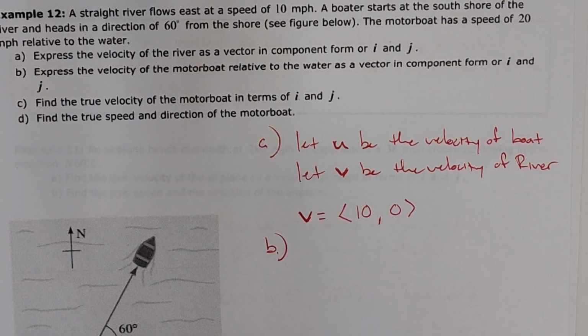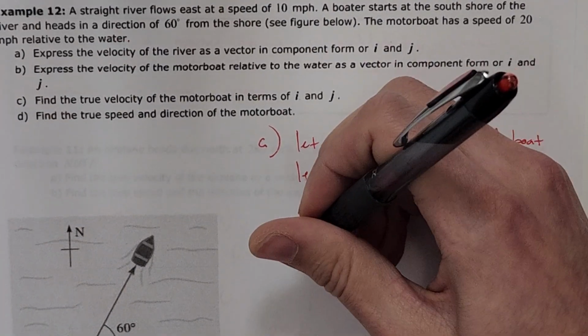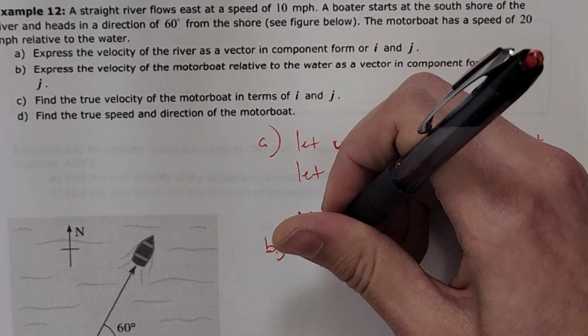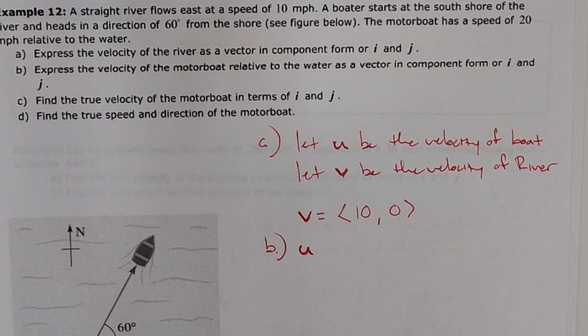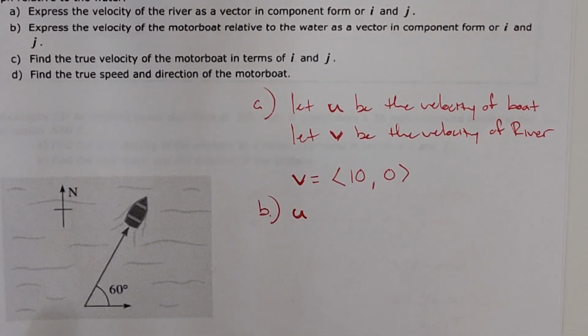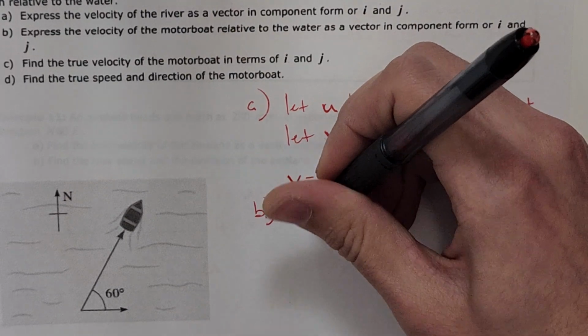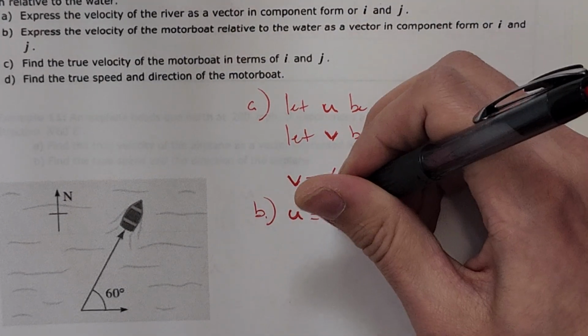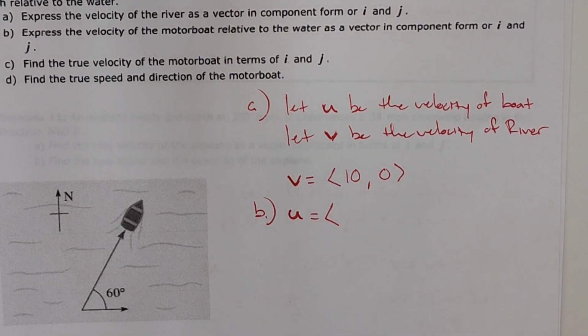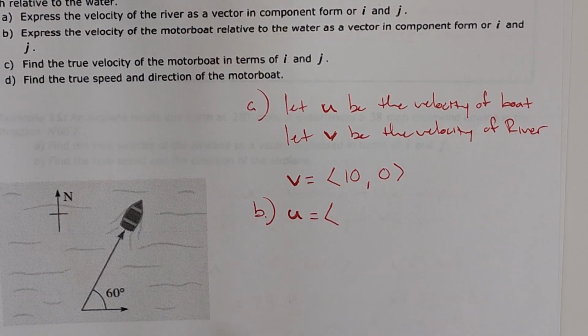For part B, the velocity of the motorboat relative to the water is just the velocity of the boat, so not including the river's effect on its path of travel. So vector U is the velocity of the boat. We know that in component form, it is the magnitude times the cosine of the angle, and then the magnitude times the sine of the angle. And so if we're looking at the boat here, it is making an angle of 60 degrees with the shore. And so this is going to be the angle that we're using. Okay, it's always made with the horizontal.